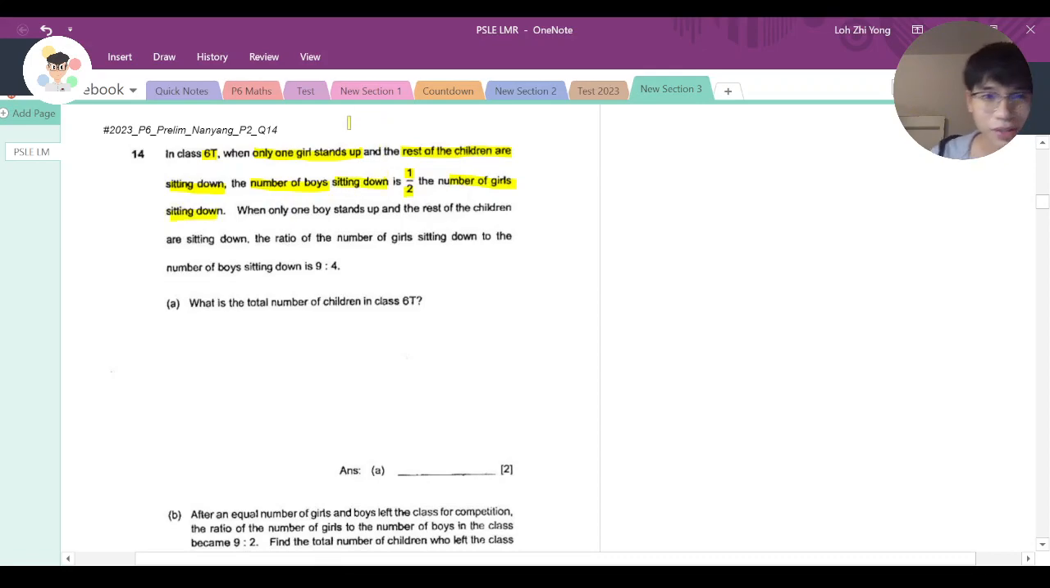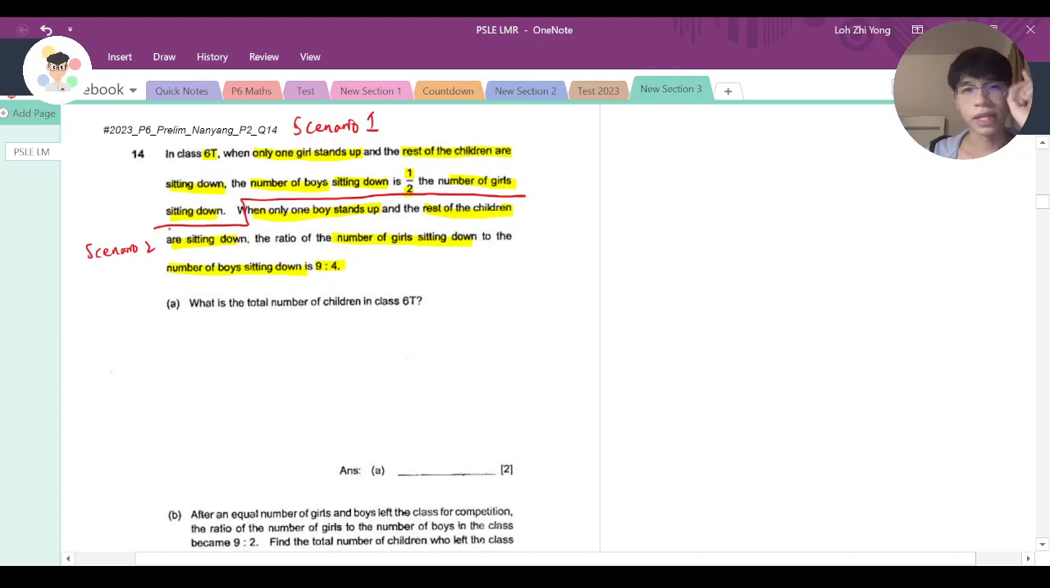Very interesting question. When one boy stands up, the rest of the children are sitting down. The ratio of the number of girls sitting down to the number of boys sitting down is 9:4. Wow, the first time you look at it, you probably will feel like, wow, I'm not going to do this question. But something very important: you actually have 2 scenarios here. This is the first scenario, and this one will be the second scenario.